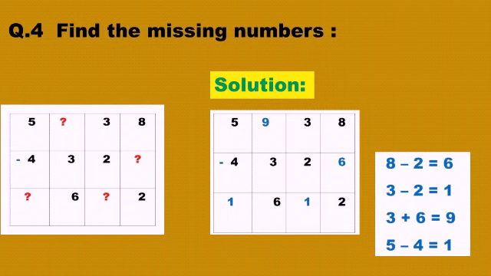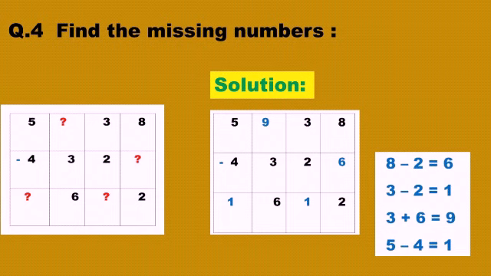Find the missing number. Here 4 columns are given and 3 rows are there. So here we need to find out 4 missing places, means 4 missing numbers. So what to do? First, just observe the column. In the first column, the missing place is in the middle. That means here we need to find out the subtrahend.